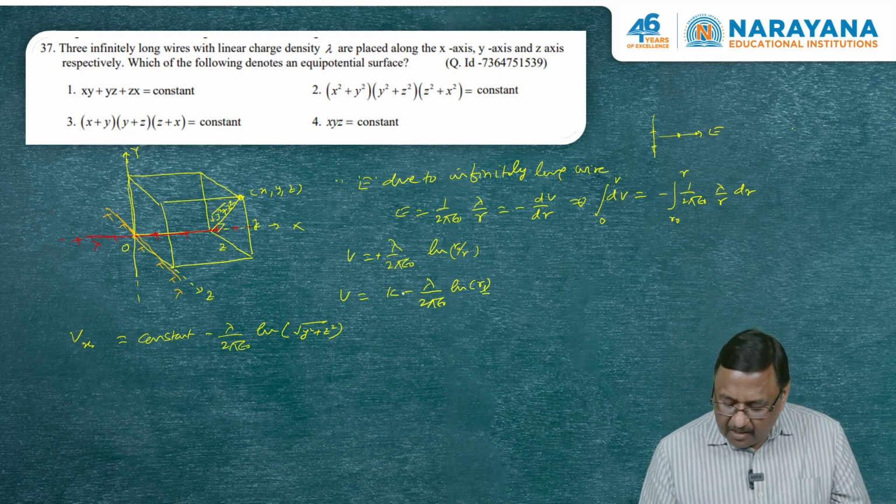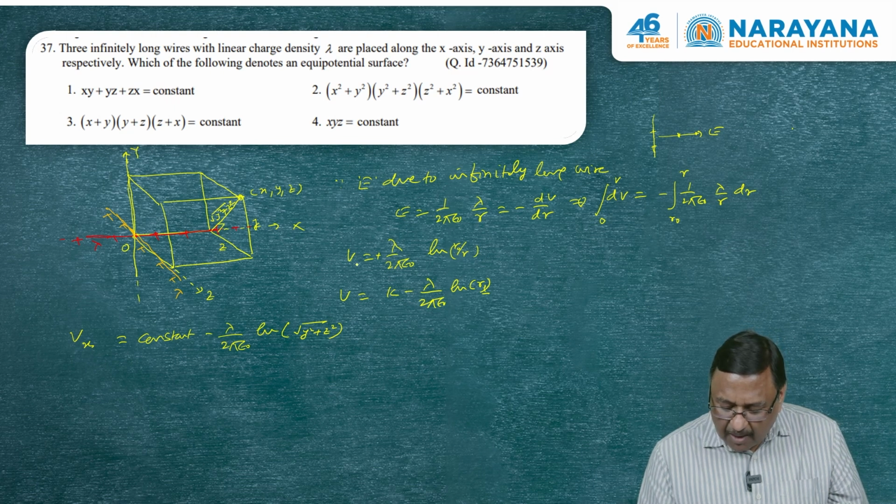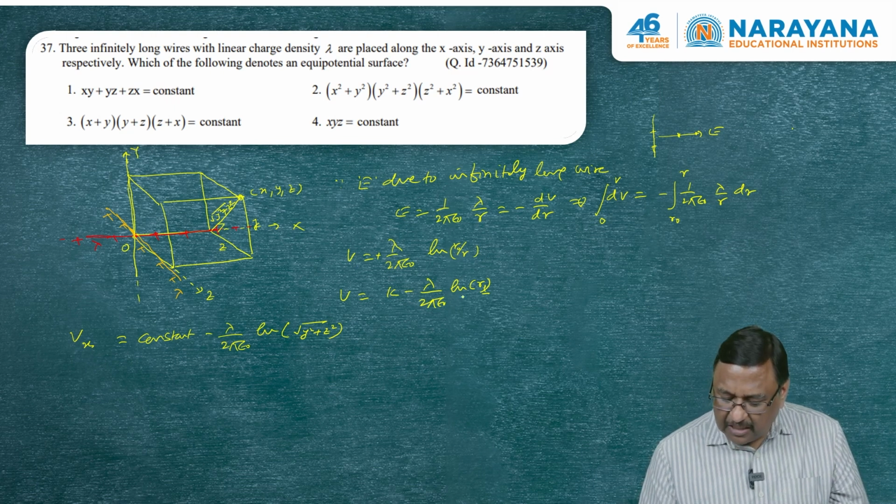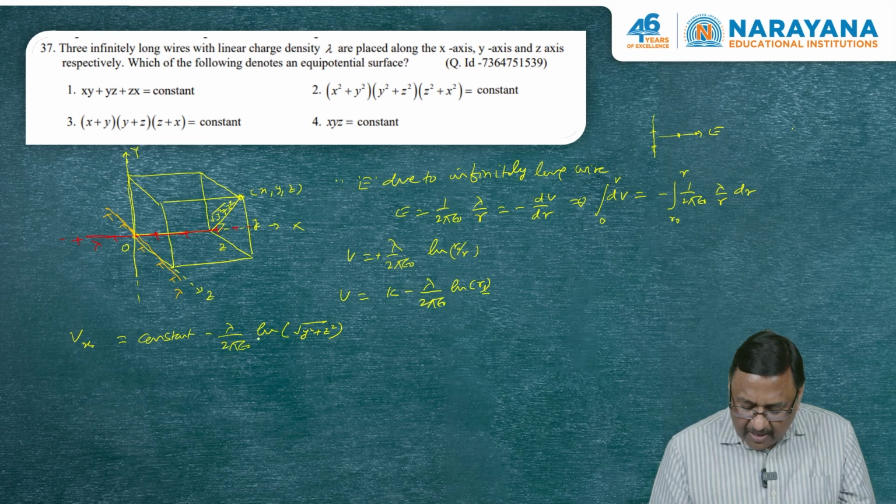It's not like that. It is log R naught that is going to be more. So I'm getting this factor, and I'm just showing it here in this way. I'm writing constant minus this factor: lambda upon 2 pi epsilon log of y square plus z square. I think there is no issue.